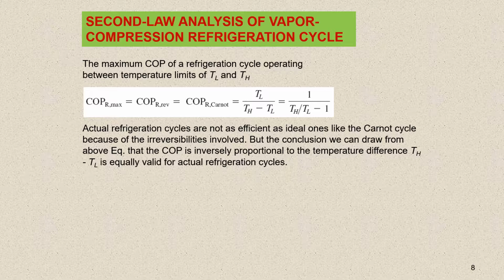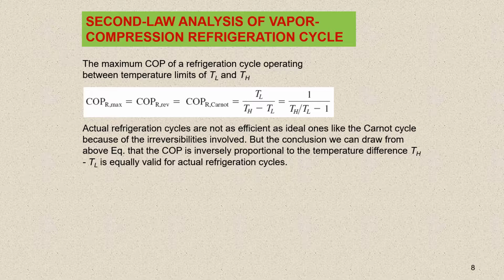COP maximum would be equal to COP refrigeration of a reversible system, which would also be equal to the coefficient of performance of a reversible Carnot system, and that would be equal to T sub L divided by T sub H minus T sub L, or it can be rearranged to be equal to 1 divided by TH over TL minus 1.